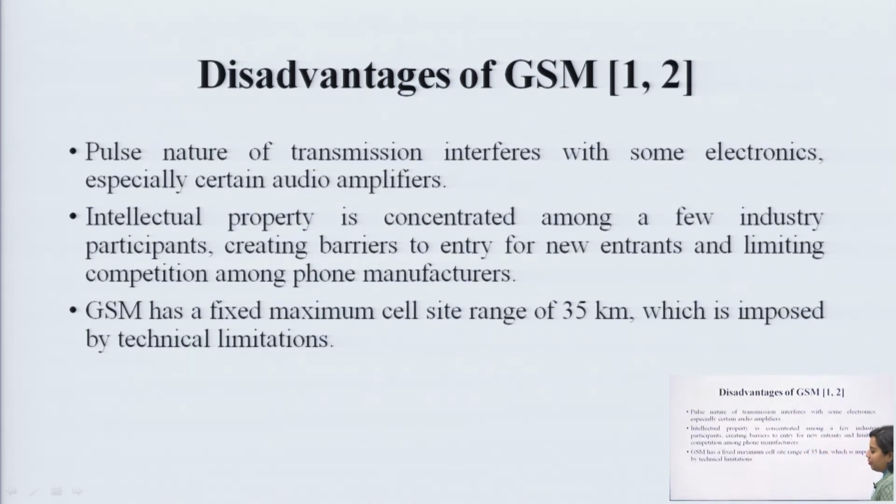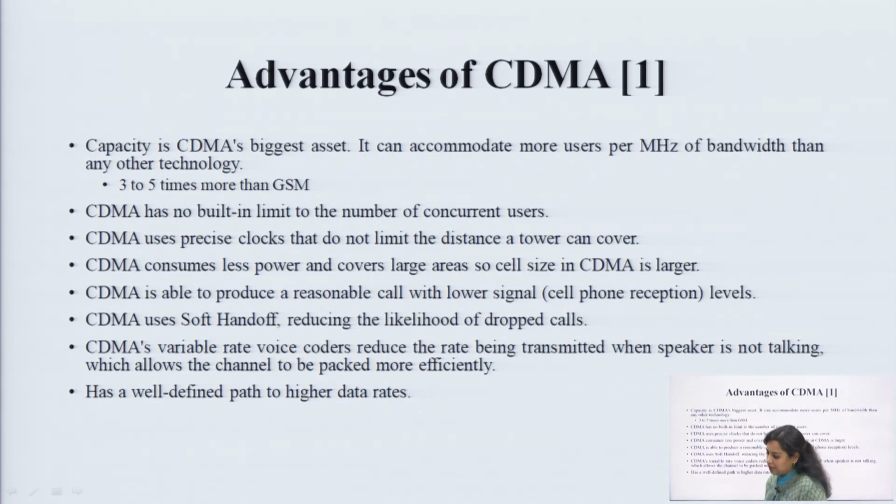Now, these are some of the disadvantages of GSM. The pulse nature of transmission interferes with some electronics, especially certain audio amplifiers. Intellectual property is concentrated among a few industry participants, creating barriers to entry for new entrants and limiting competition among phone manufacturers. GSM has a fixed maximum cell site range of 35 km, which is imposed by technical limitations.